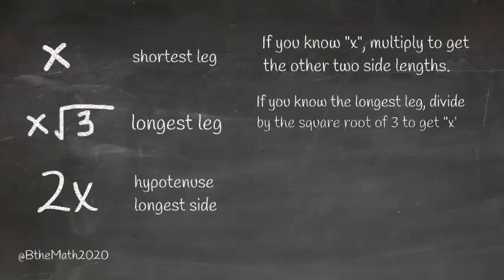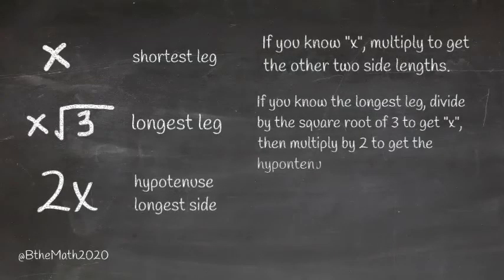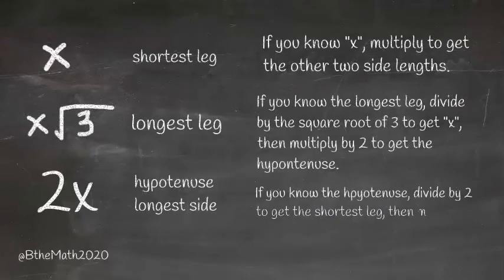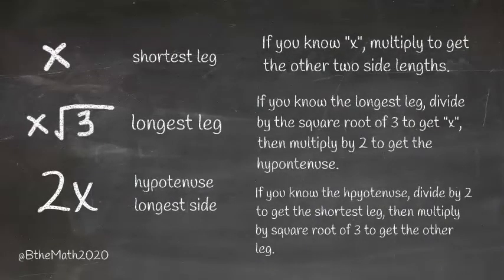If you know the longest leg, divide by the square root of 3 to get your x, then multiply by 2 to get the hypotenuse. And finally, if you know the hypotenuse, divide by 2 to get the shortest leg, then multiply by the square root of 3 to get the other leg.